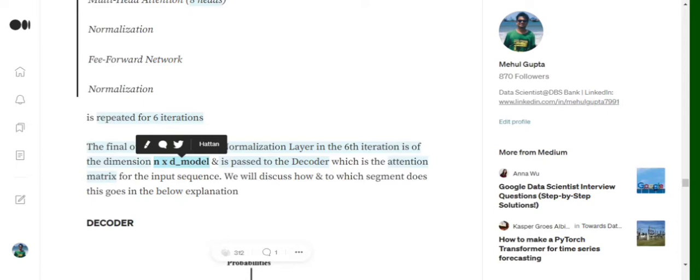So if I summarize what happens in an encoder, we get started with calculating input embeddings. Then we add positional vectors to form a positional embedding. Then we have a block of multi-head attention, normalization, feed-forward network, and normalization again. These four layers are repeated 6 times. And once the calculation for the sixth block is done, the output of the encoder goes to the decoder.